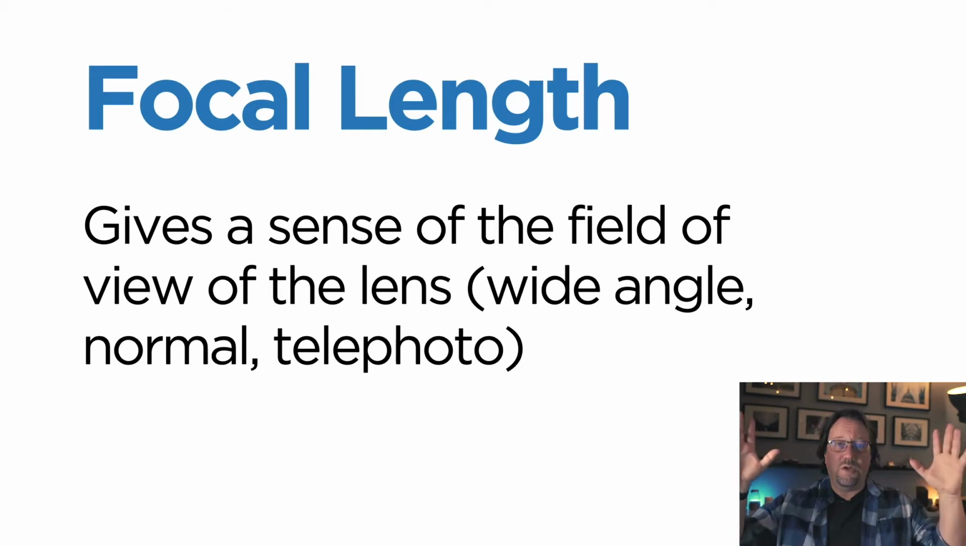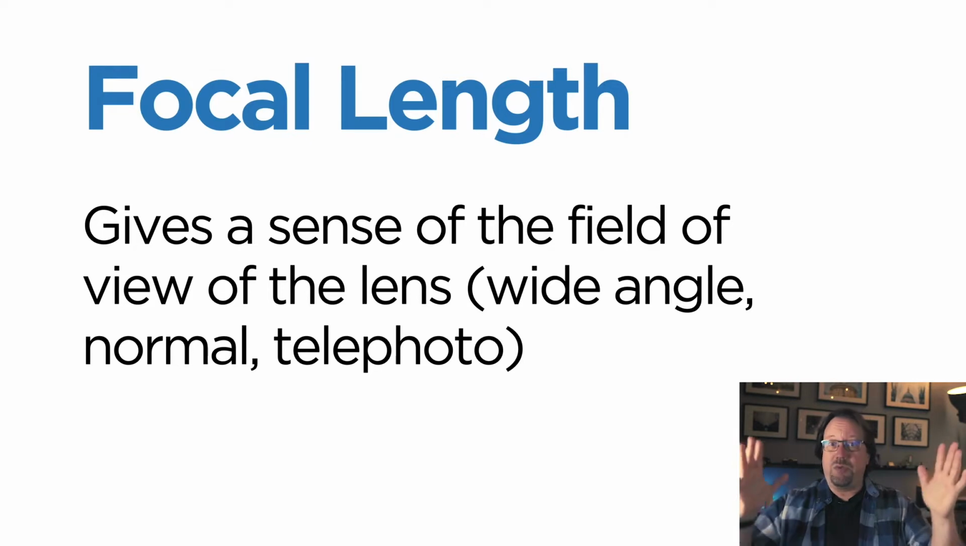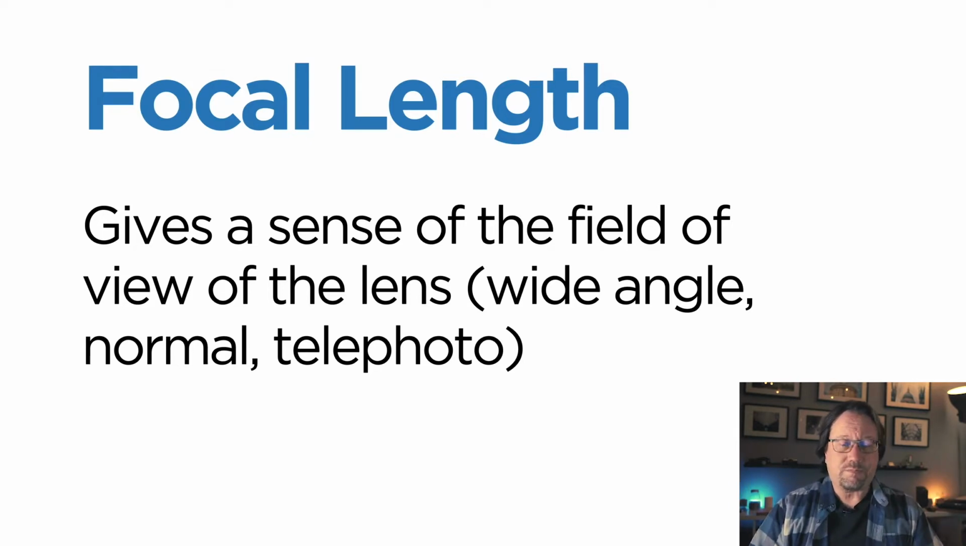The field of view. Does it see wide? Does it see not a lot? Or somewhere in between? So that's what focal length gives you a sense of. Okay? So generally we have 3 general categories of lenses: wide angle, normal, and telephoto. Those are the 3 broad categories. There's also super wide angle and super telephoto.